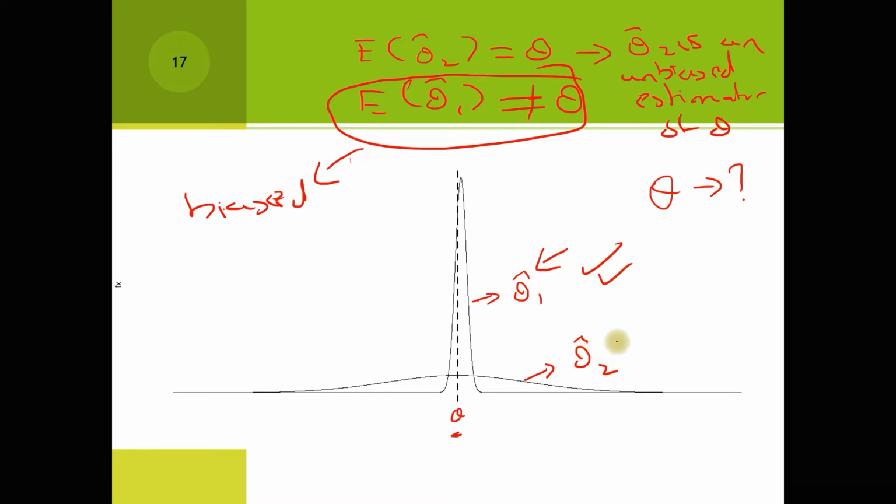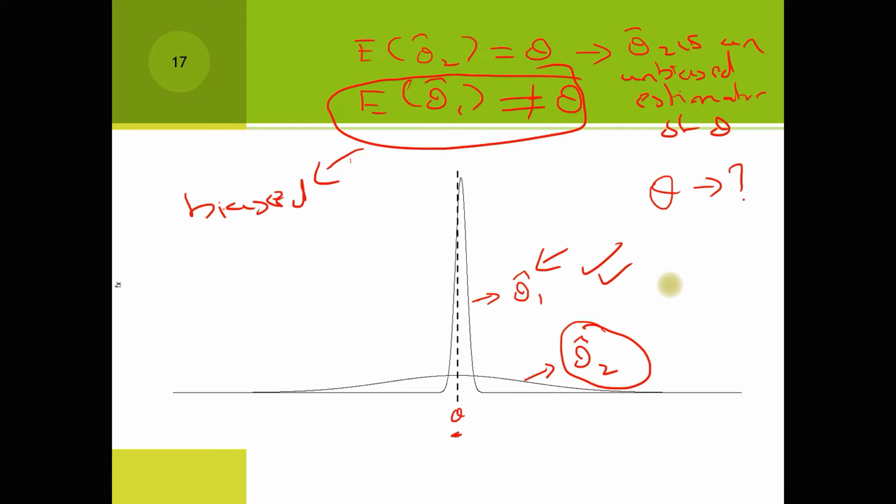I'm sure that many have answered theta cap 2. Many of you have answered theta cap 2 because you say that one of the desirable properties of a point estimator is that it should be unbiased. Indeed, based on that fact, the logical choice would be to choose theta cap 2. But we also need to think a little bit more than that and be more logical in our approach here.